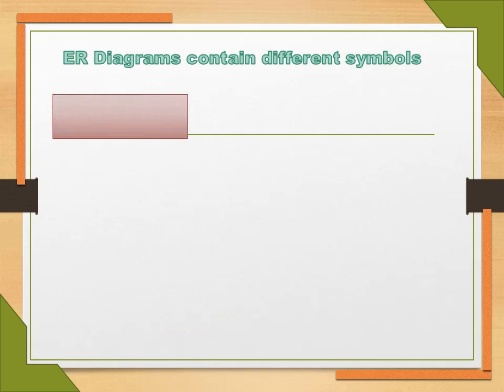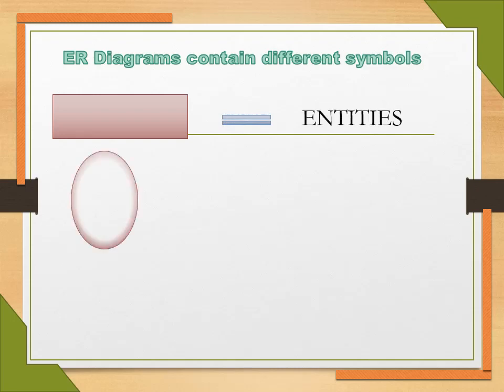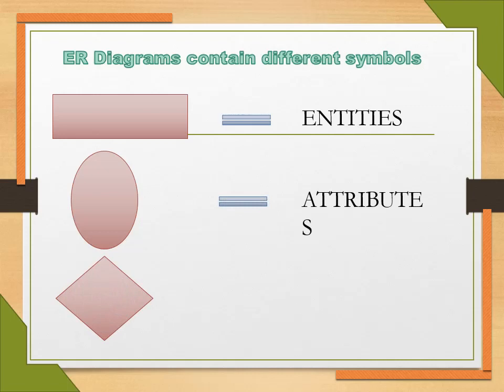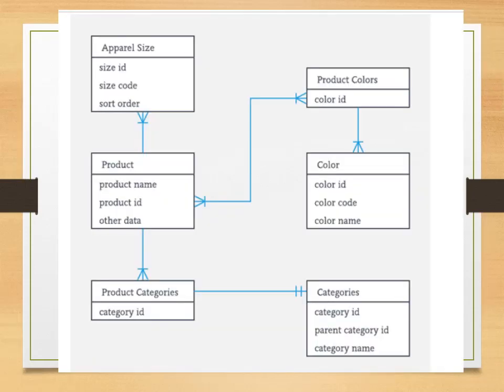ER diagram contains different symbols. Rectangle for entities, and then oval to define the attributes, then diamond to define the relationship.